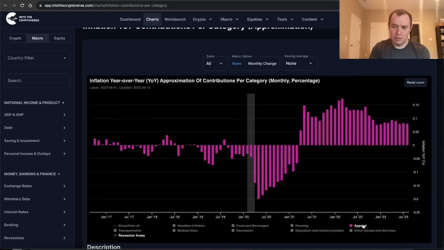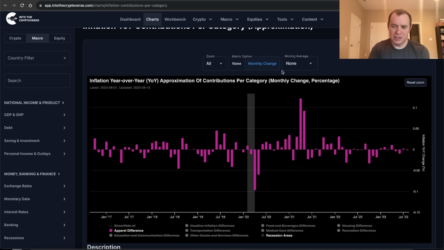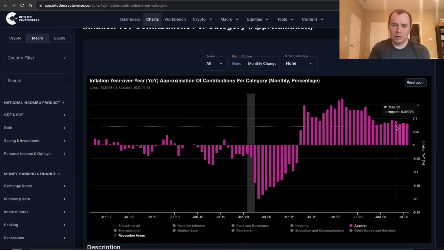If we look at apparel, you can see that it has come down slightly over the last month. The monthly change is relatively small. Again, the year-over-year inflation contribution from apparel is not very much, right? But it is at least a trend that topped out in March of 2022. And ever since then, it's been in a downtrend. You can see that locally in 2023, it has maybe been going sideways with a slightly bullish bias almost. So we'll keep a close eye on this one. At least since April of 2023, it has been seemingly slowly moving back down.